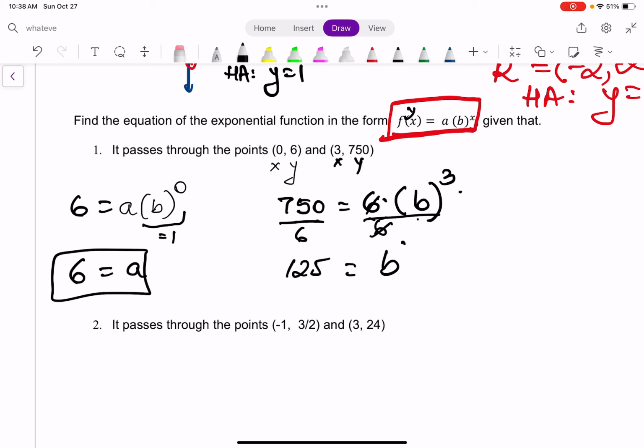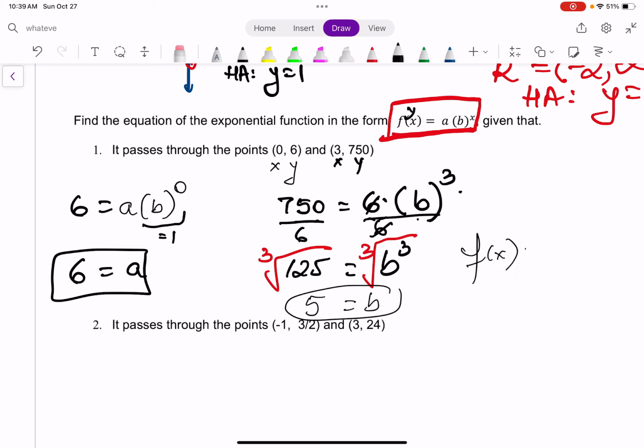b to the power of 3. Well, we've done that. How do I get rid of a power of 3? Well, its inverse operation is the cube root. So the cube root of 125, by the way, is 5. So b is 5. So here is my function. f of x is 6 times 5 to the power of x.